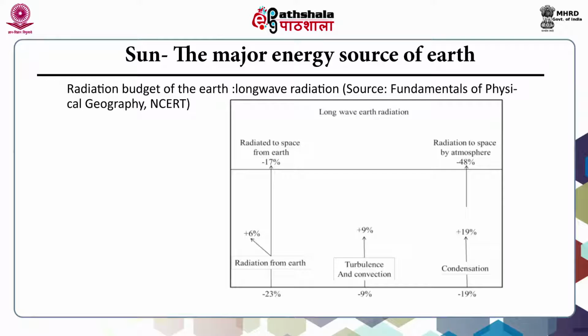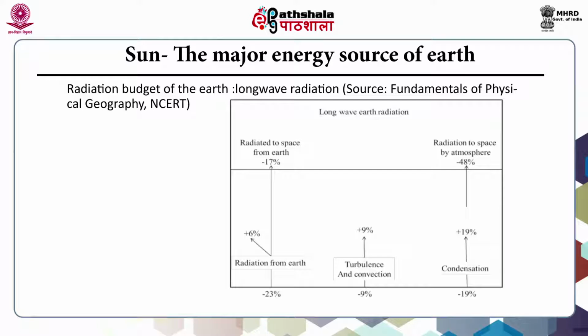And for long wave radiation, the earth's surface radiates back 51% of long wave terrestrial radiation, out of which 17% are radiated to space directly and the remaining 34% are absorbed by the atmosphere: 6% directly by the atmosphere, 9% through convection and turbulence, and 19% through latent heat of condensation. The daytime insolation is the major source for the rest 15% of long wave radiation.